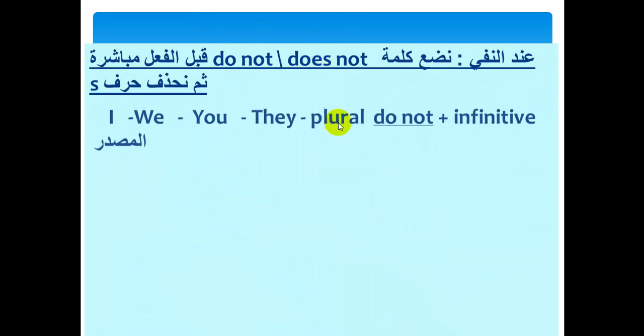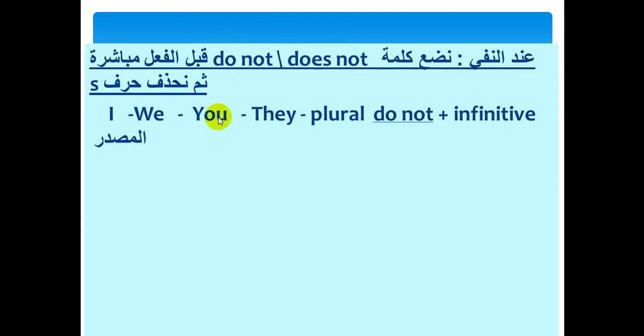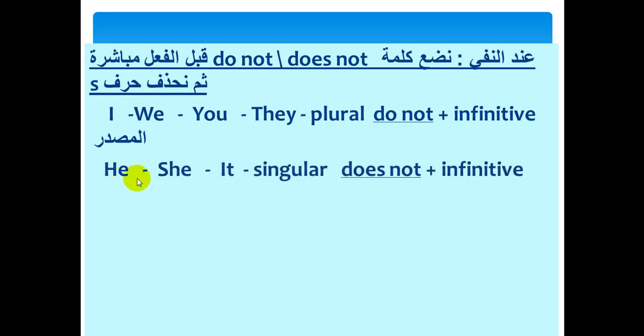How to change the statement into negative. From affirmative to negative, we use do not or does not. Of course, do not with I, you, we, they, plural nouns. Does not with he, she, it, and singular nouns. With I, we, you, they, plural nouns, we use do not plus an infinitive. When the subject is he, she, it, singular, we use does not plus an infinitive without an s.